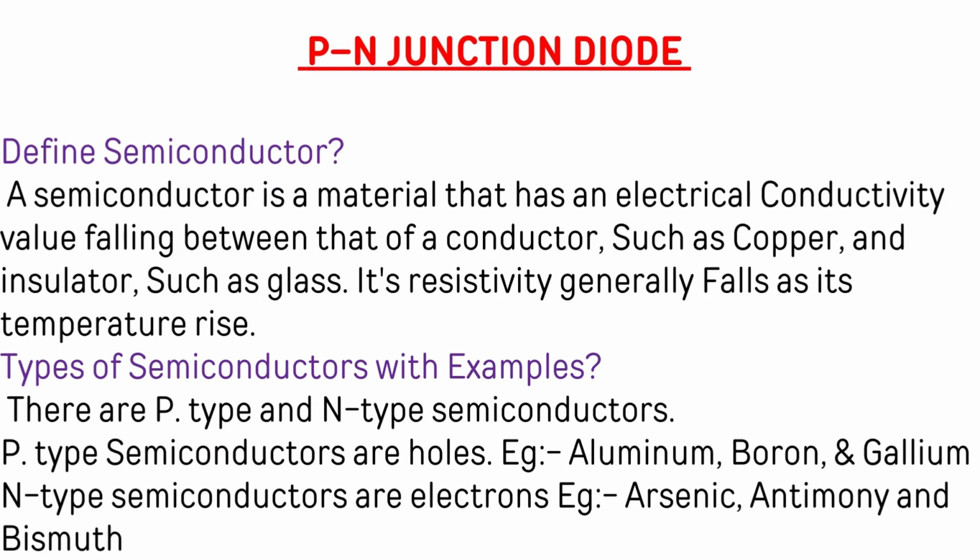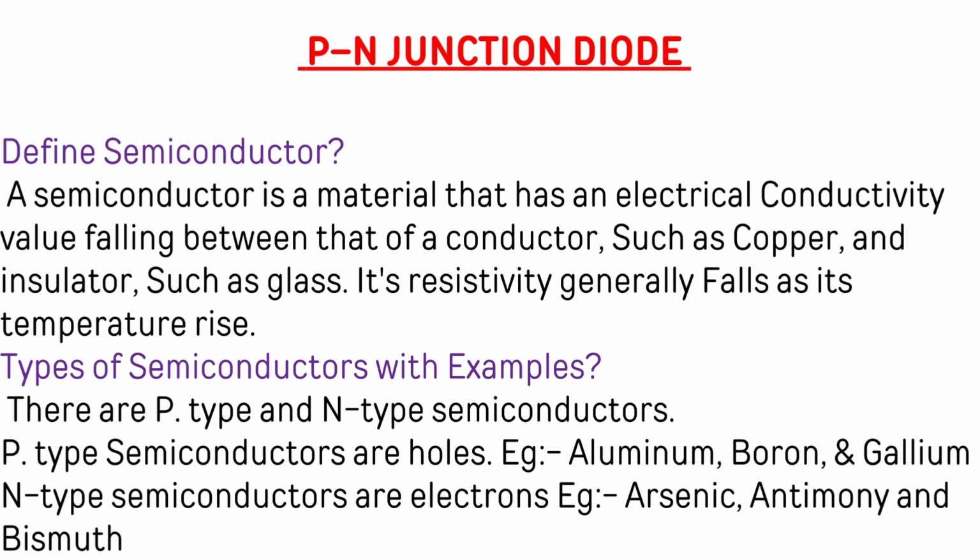PN junction diode. Define semiconductor. A semiconductor is a material that has an electrical conductivity value falling between that of a conductor such as copper and an insulator such as glass. Its resistivity generally falls as temperature increases. Types of semiconductors with examples.